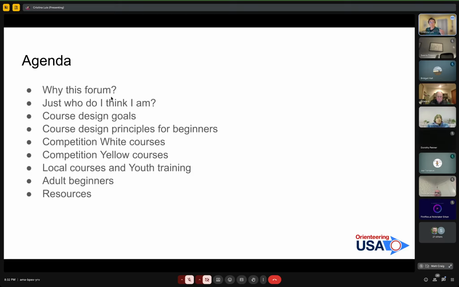Basically, why are we doing this? Why is this important? Some basic designs and principles, or goals and principles. We'll talk about competition courses, and that's the meat of the discussion: white courses and yellow courses at national ranking events, and then considerations for local courses and youth training and adult beginners, pretty briefly.